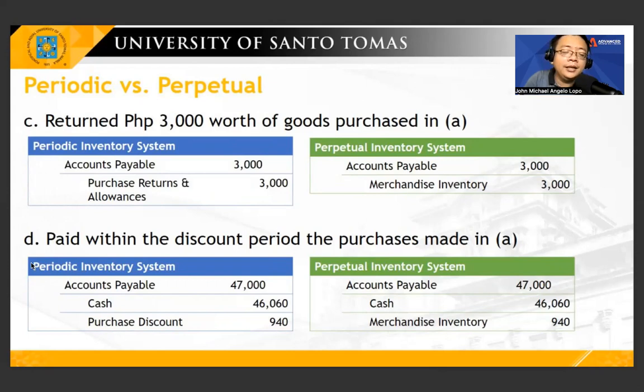Diba? Letter D: paid within the discount period the purchase made in A. So accounts payable, cash, and you have purchase discounts. Okay? In the perpetual inventory system, accounts payable, cash. Again, you use merchandise inventory. So, yan class ang kaibahan niya, no? In the periodic and in perpetual inventory system. All right. If you have questions, please message. Okay.